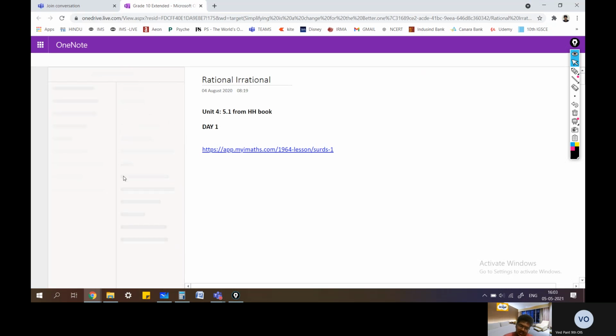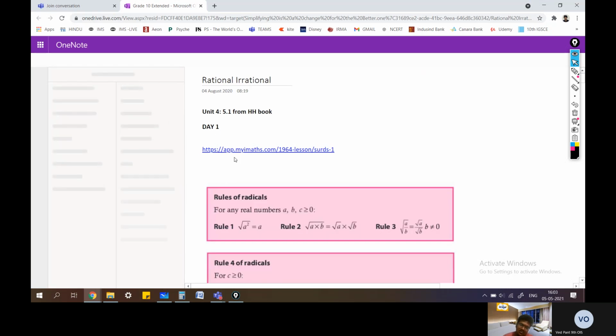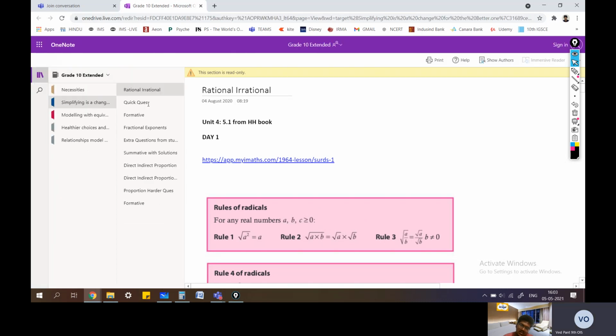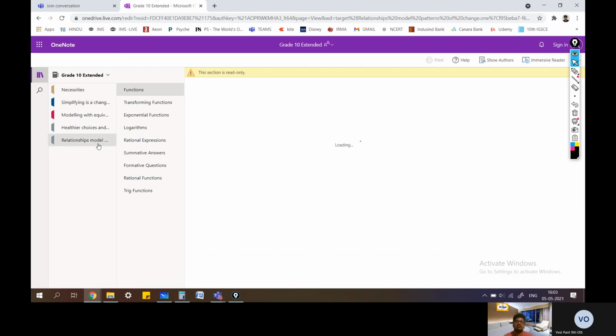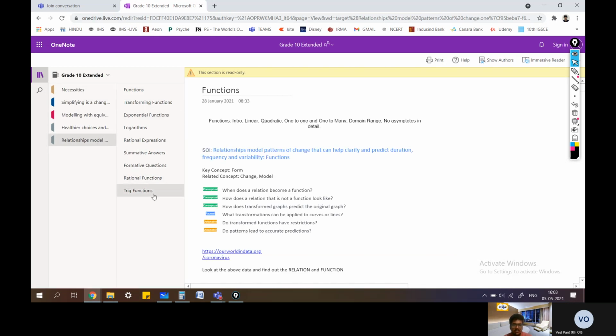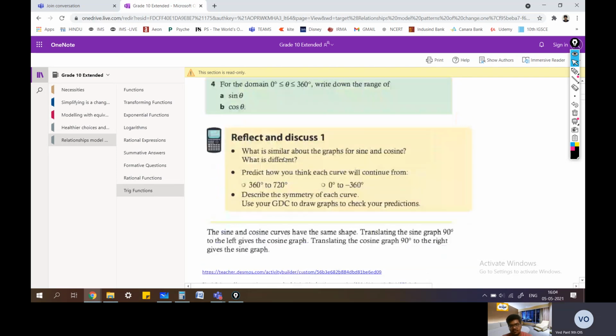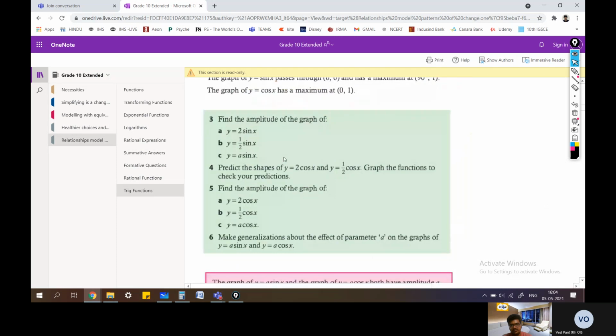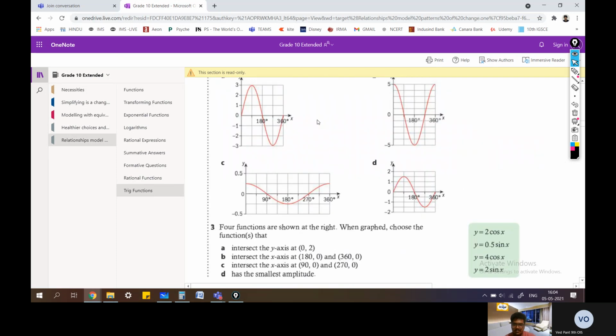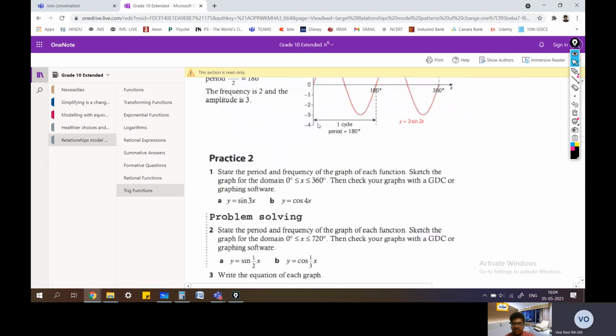But it doesn't have any trigonometric functions or subtopic. Can you send me the link again? It doesn't have any trigonometric function subtopic. So you have to go to relationship mode. Trigo function. Amplitude. Okay, you have to graphically draw it.